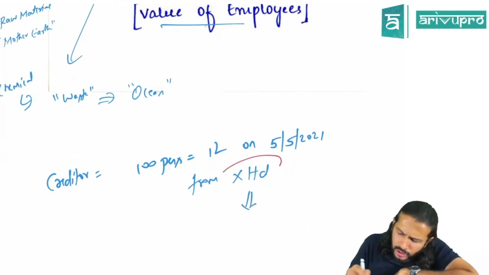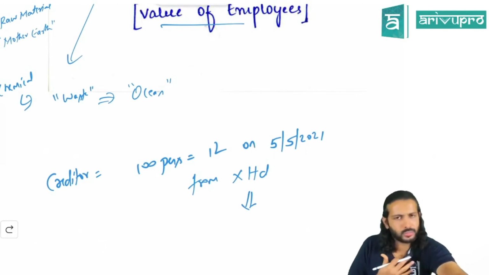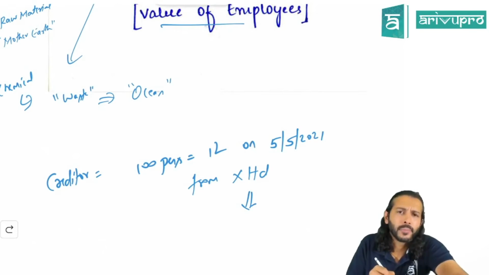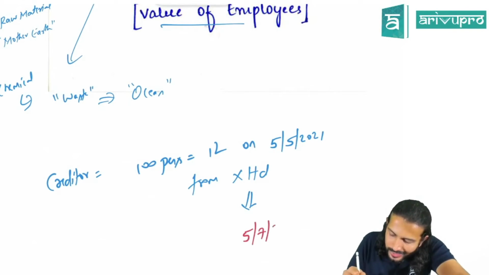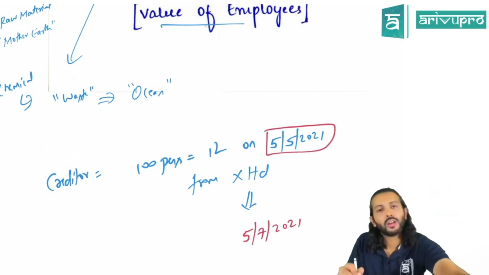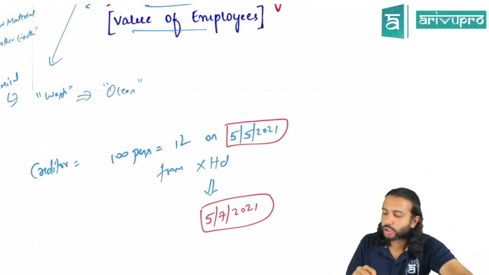But I told this company, boss, I will not pay you the money right now. Though I am purchasing it from you, immediately I will not pay you the money. I will pay you on 5th July 2021. When did I purchase the goods? 5th May. When am I paying for the goods? In July.